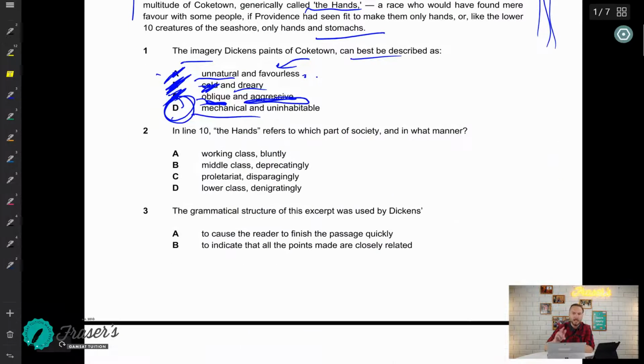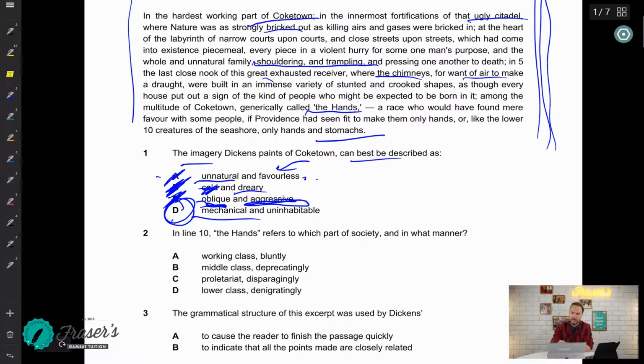All right, let's move on to the second question. In line 10, the hands refers to which part of society and in what manner? So we have a noun and an adverb describing how Dickens is describing these people. So here we go.